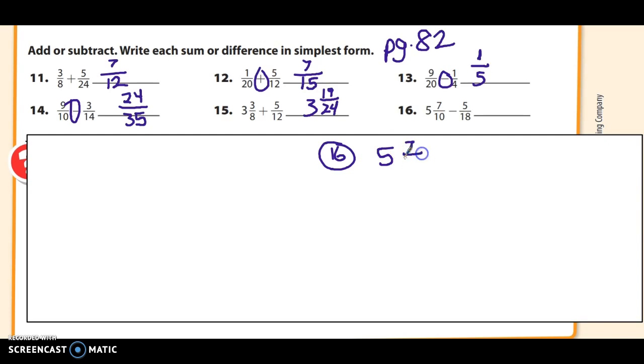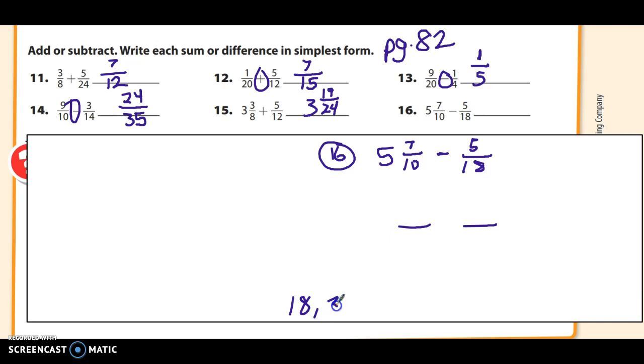5 7 tenths minus 5 18ths. We're going to ignore the 5. We're not going to worry about that right now. We are going to worry about our denominators. Our denominator is going to be bigger than 10 and 18. We need to find the multiples. If I did my 10s, it'd be 10, 20, 30, 40, 50, 60. I need to do my 18s.